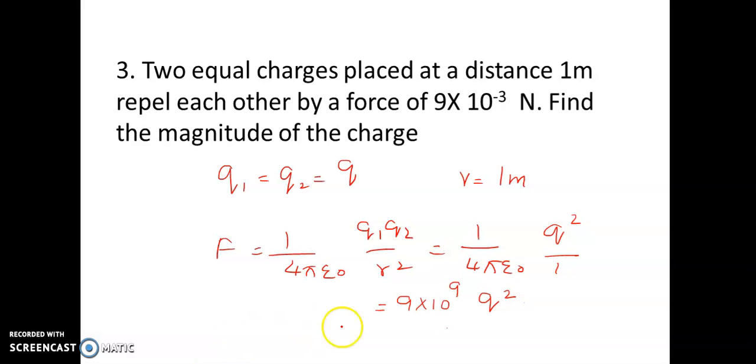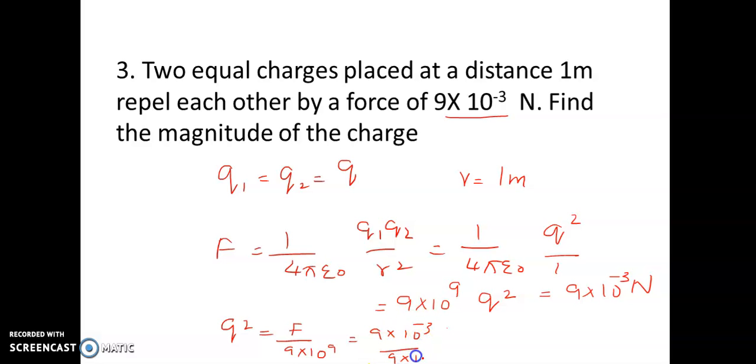So from here, this force is equal to 9 into 10 raised to minus 3 Newton, എന്ന് തന്നിട്ടുണ്ട്. So Q square is equal to this force divided by 9 into 10 to the power 9. 9 into 10 to the power minus 3 divided by 9 into 10 to the power 9. So 9 മുകളിലേക്ക് പോകുമ്പോൾ 10 raised to minus 9 കട്ട് ചെയ്ത് പോകും. So 10 to the power minus 3 into 10 to the power minus 9, 10 to the power minus 12. So Q is the root of this, which is 10 to the power minus 6 coulombs.